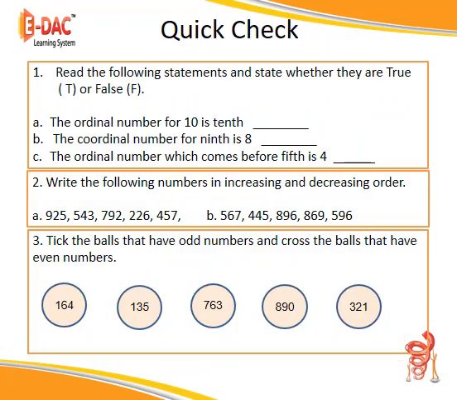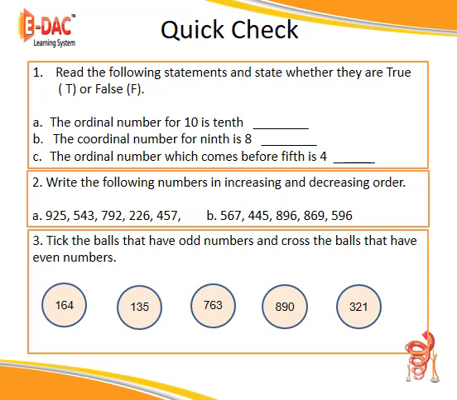Now let us quick check. Read the following statements and state whether they are true or false. For true, use T, and for false, use F. The first statement is the ordinal number for 10 is 10th. Second statement is the cardinal number for 9th is 8. Third statement is the ordinal number which comes before 5th is 4.